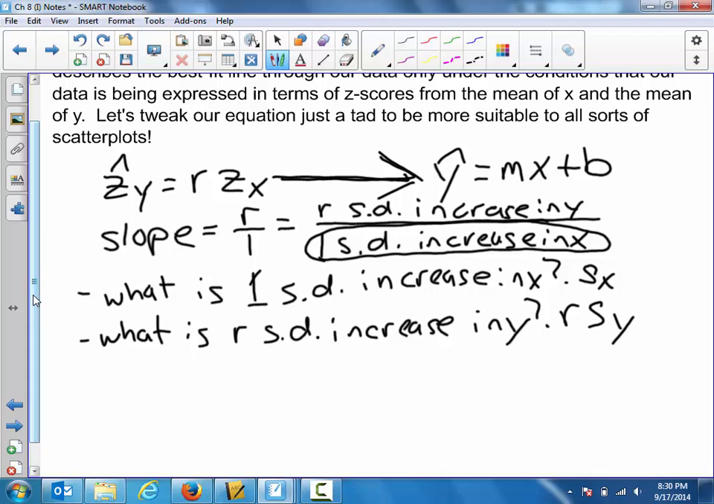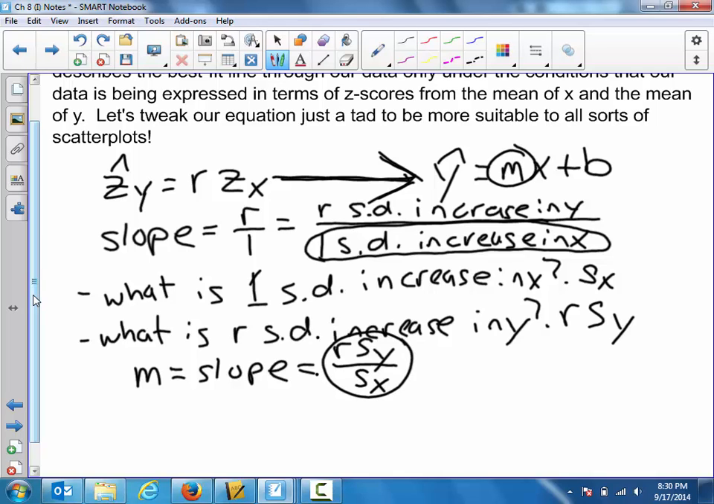So, what does all of this mean in terms of trying to go from here to here? We can say the following. We can say that our slope has got to be, for a general scatter plot, r times sy, because we just said that it was equivalent for our standard deviation. Our standard deviation increase in y was just r sy, and a single standard deviation increase in x is just s of x. There's our slope. So we've got the first of the two parameters that we need.